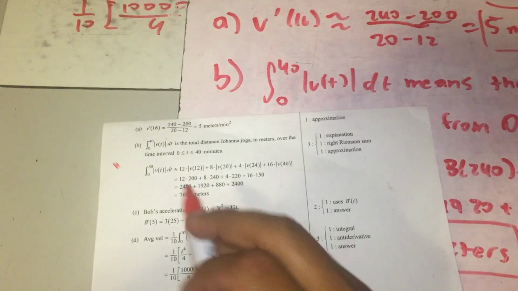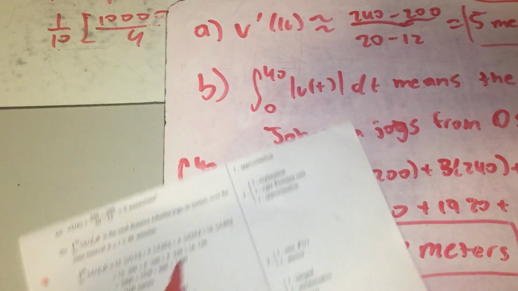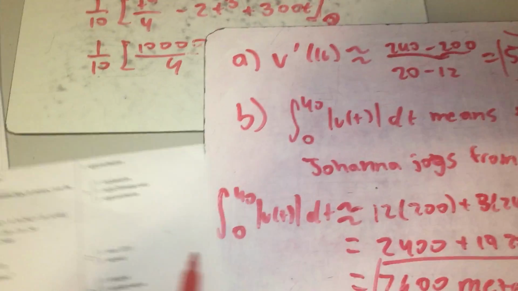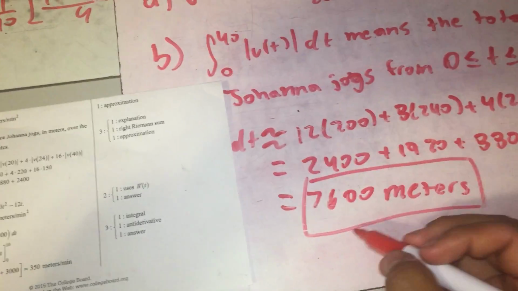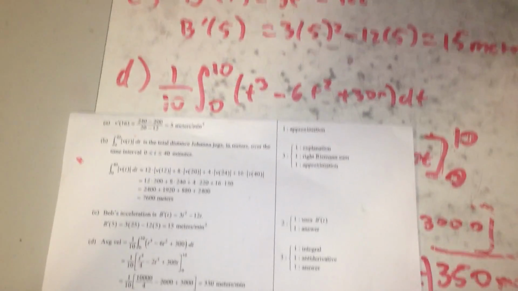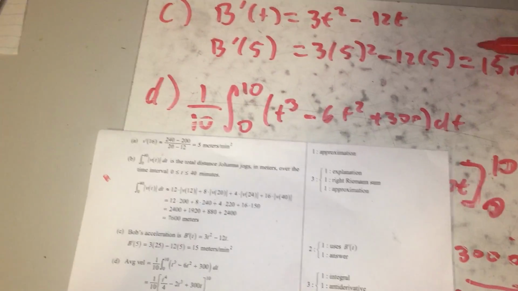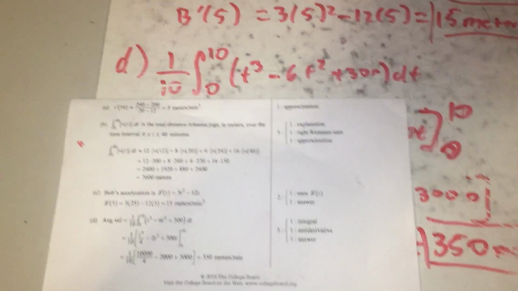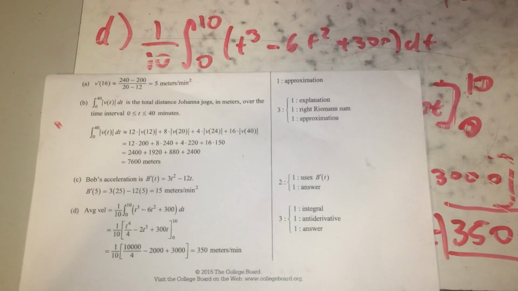And here's the explanation that the College Board had, similar to ours. And now we did our right Riemann sum, which is right here. And we had our final answer. Now, if we take a look over here, we got a point for just doing the derivative, and we got another point for the answer, which was 15 meters per minute squared.